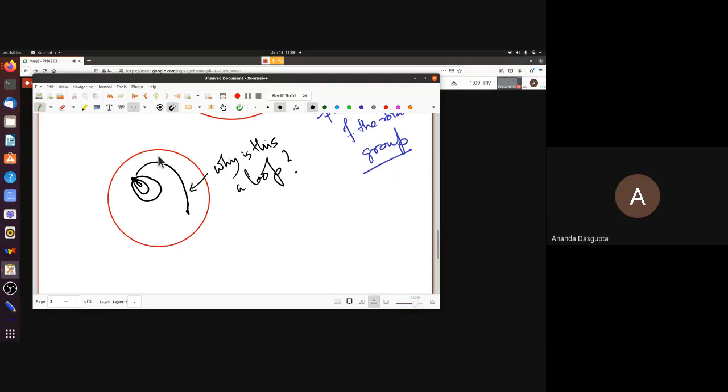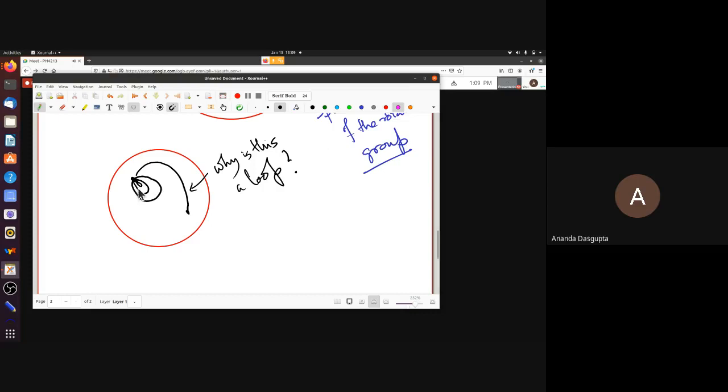But the question I have for you is this. Why is this a loop? The answer is, on my space, the opposite points are the same points. Opposite points on the sphere are actually identified. They're the same point. So this is a loop. And this loop cannot be shrunk to a point.